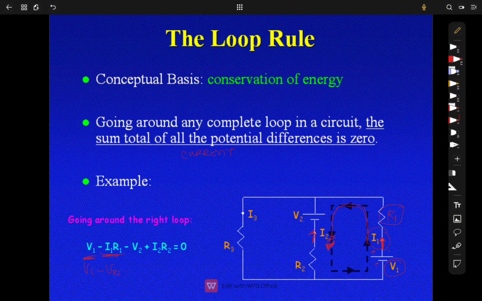Tapos, papansinin nyo, dito sa V2 natin, positive, negative. Ibig sabihin, at this loop, pumasok ng positive. Sumunod is, lumabas siya ng negative. Kaya meron tayong negative V2. And then, meron tayo ditong I2, yung current natin. Pero, kung papansinin nyo, yung looping natin is against doon sa ating I2. Kaya, yung ating sign convention for that is positive. So we have positive VR2 is equal to 0.